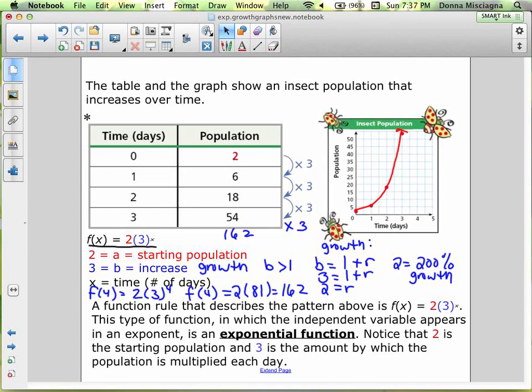In the next lesson, we'll graph them. In this lesson, we're just going to be looking at rate of growth, starting population, what's our base, is it growth or decay, etc.